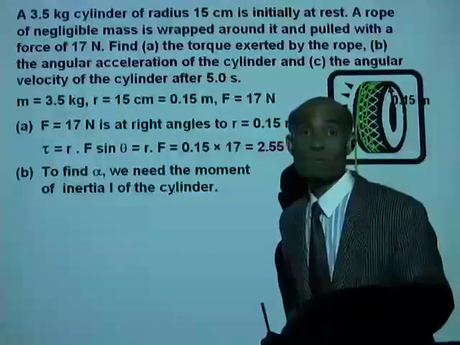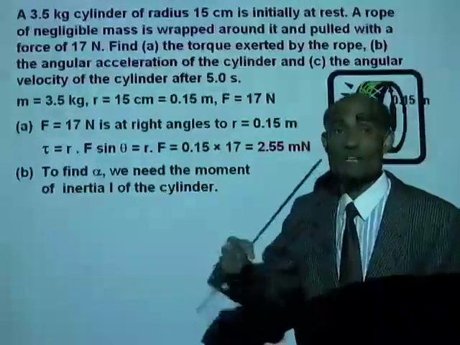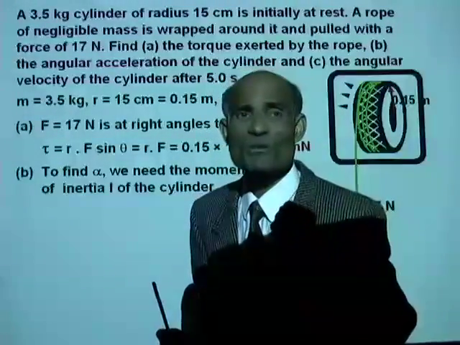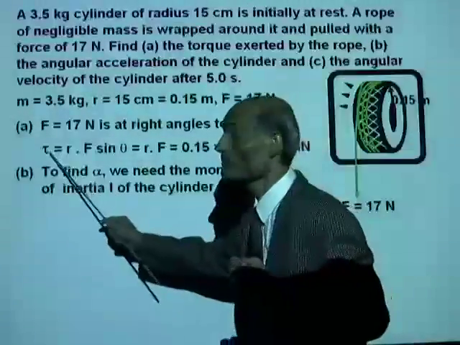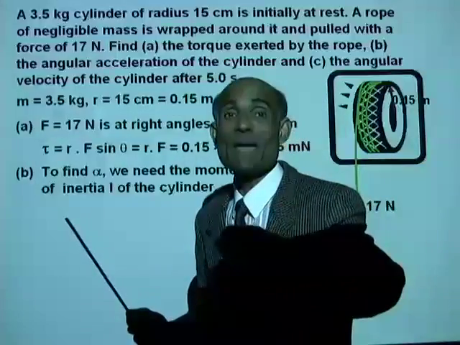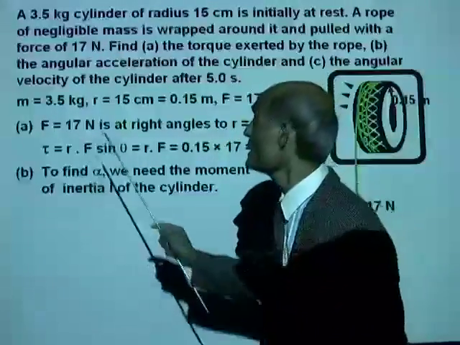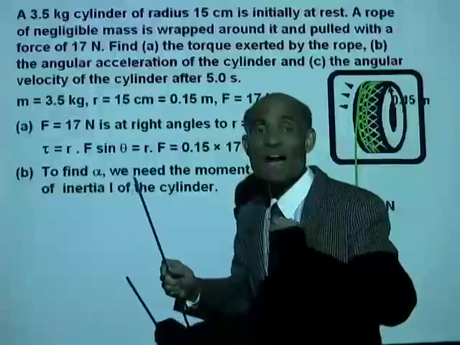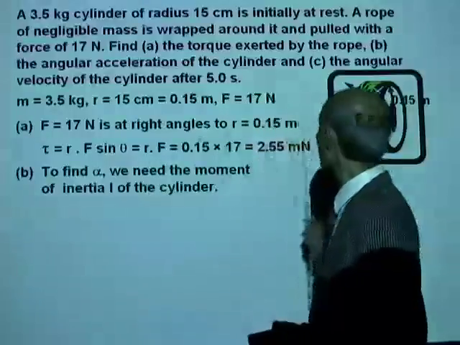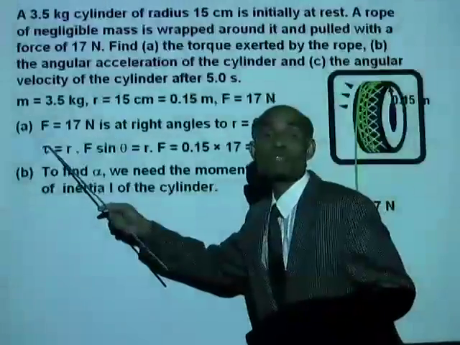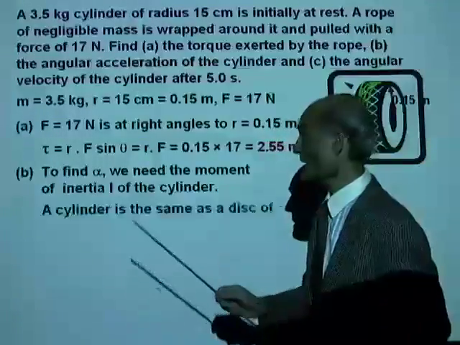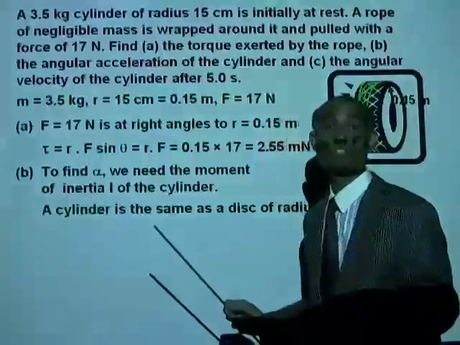What do you want to find in the B part? We want to find the angular acceleration. Now, what is the equation that connects the angular acceleration to the torque? You see, in linear motion, F equal to ma. In rotational motion, tau equal to I alpha. So, if you can now find the moment of inertia of the disk, we know tau, therefore we can find the angular acceleration. Alright, let's now find the moment of inertia of the disk.